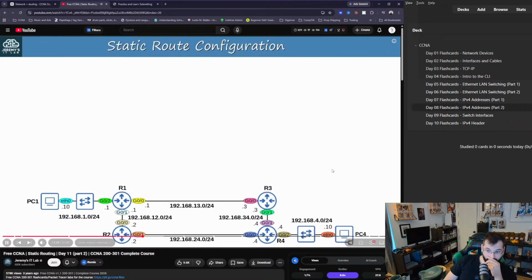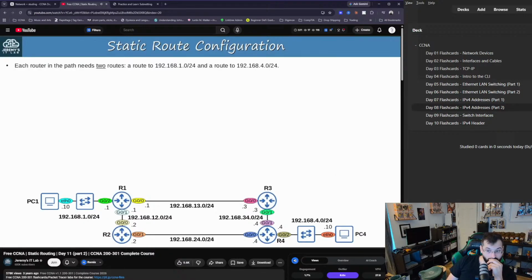Via R3. Now, to ensure PC1 and PC4 can communicate with each other, it's not just R1 that needs another route. Each router in the path needs two routes. A route to 192.168.1.0/24, PC1's network, and a route to 4.0/24, PC4's network. This ensures two-way reachability, which means that PC1 can send packets to PC4, and PC4 can send packets to PC1. If, for example, all routers had routes to 192.168.4.0/24, but not 1.0/24, PC1 would be able to send packets to PC4, but PC4's replies wouldn't be able to reach PC1. R4 would drop the reply, because it would have no route that matches destination 192.168.1.10. So, we want two-way reachability.